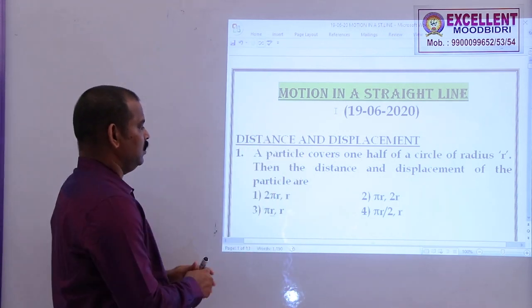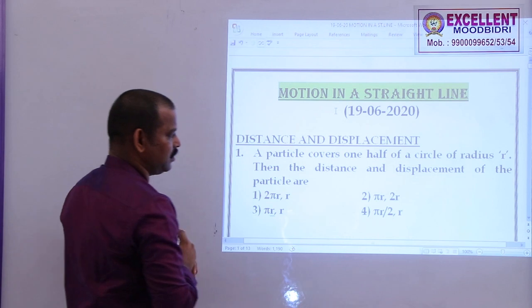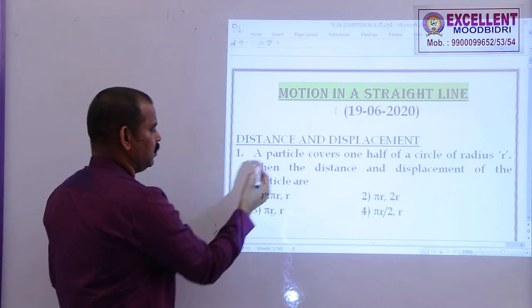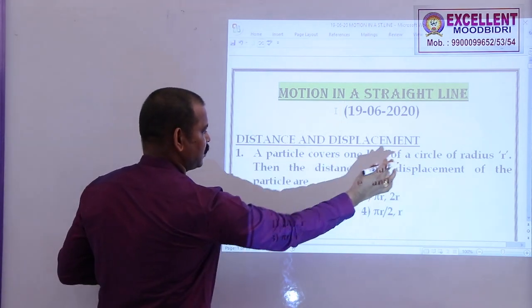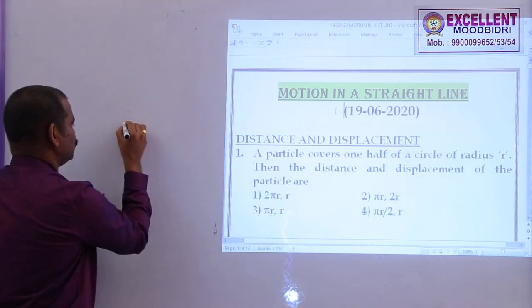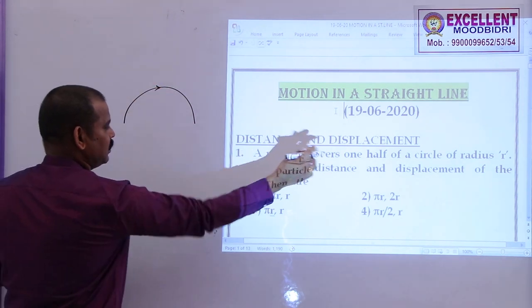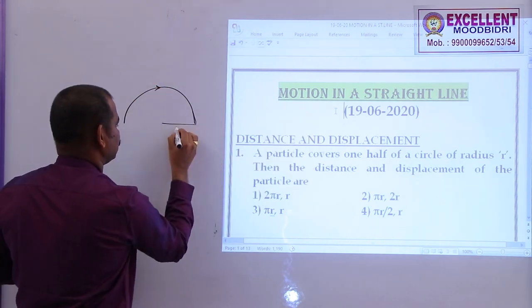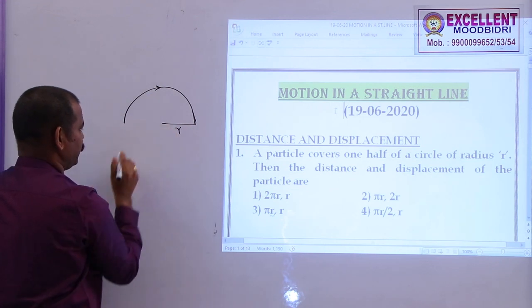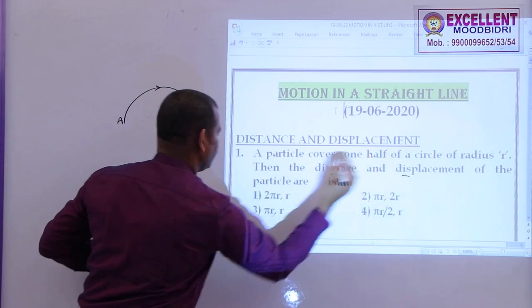So here in motion in a straight line, a distance and displacement related question. A particle covers one half of a circle of radius r. Then what are the distance and displacement of the particle? So it started from A and reached point B. What is the distance and displacement?